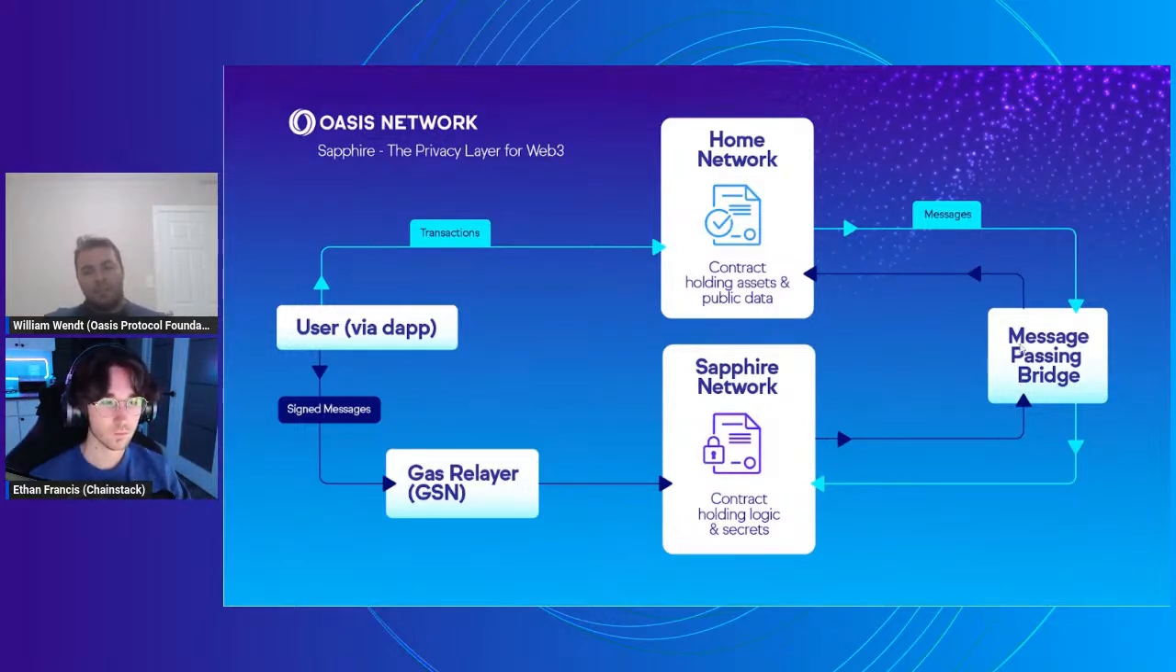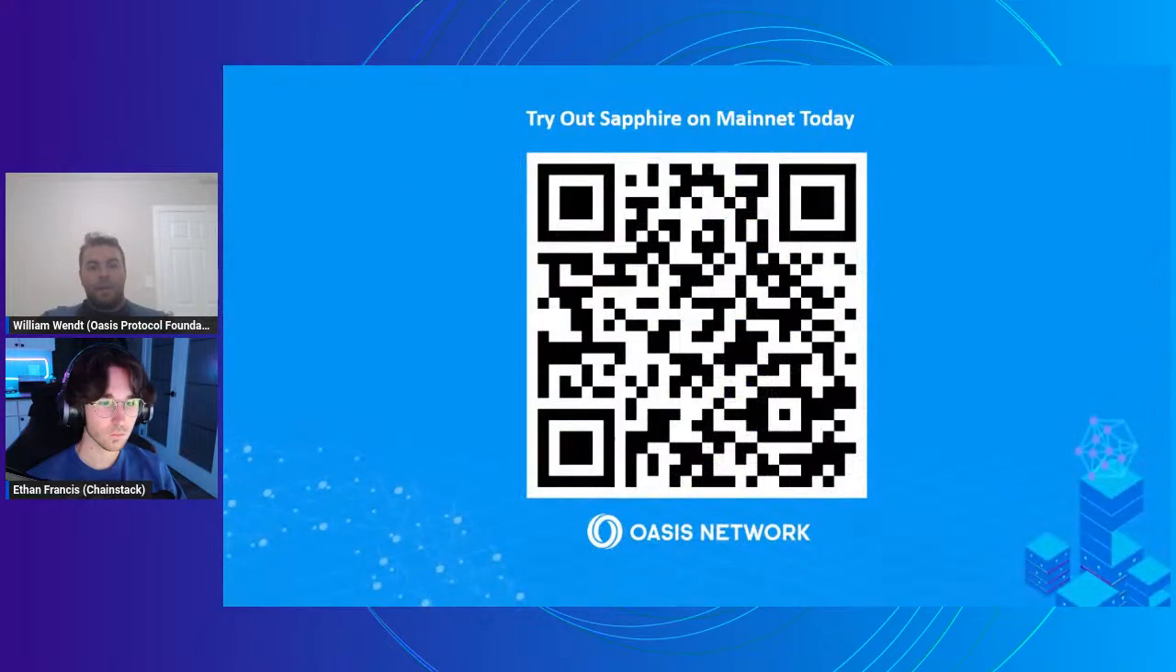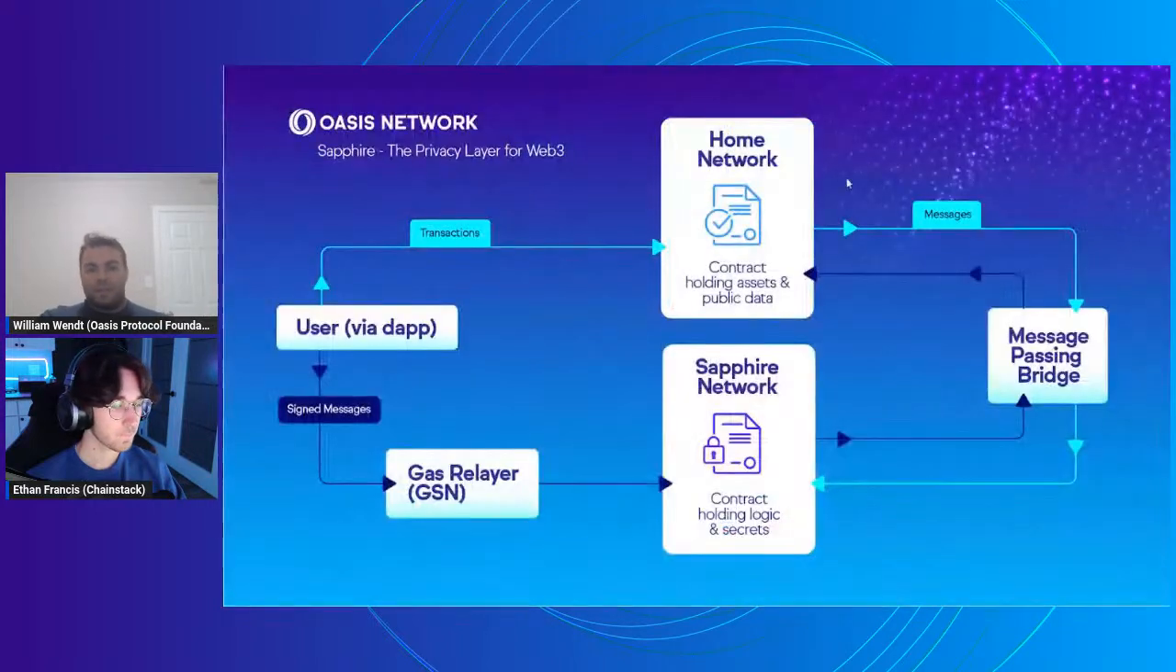And then you can see that there are message passing bridges sending messages back and forth to connect these two smart contracts. Anyway, that was just a bit about the Sapphire network. I know I went over it very briefly, but I think a lot of our community is familiar with it at this point.